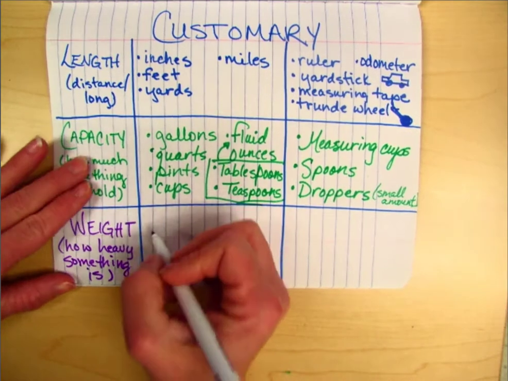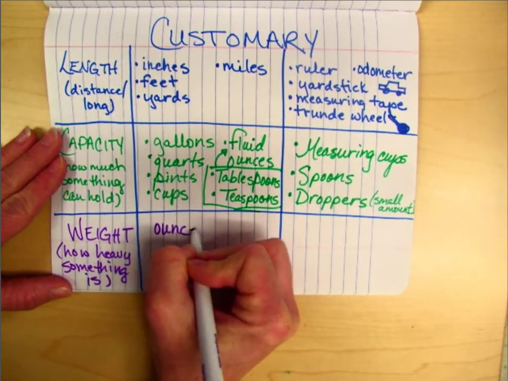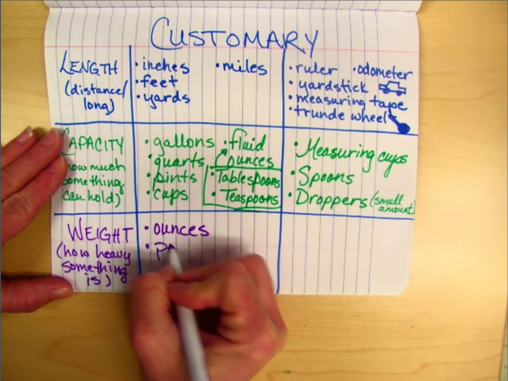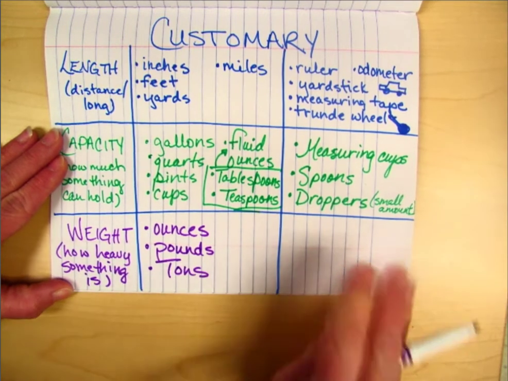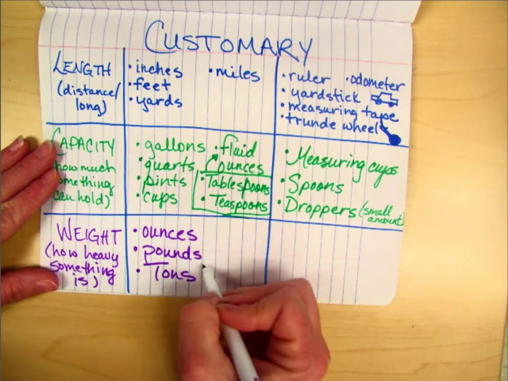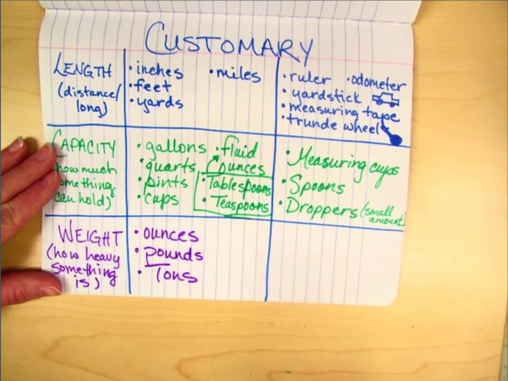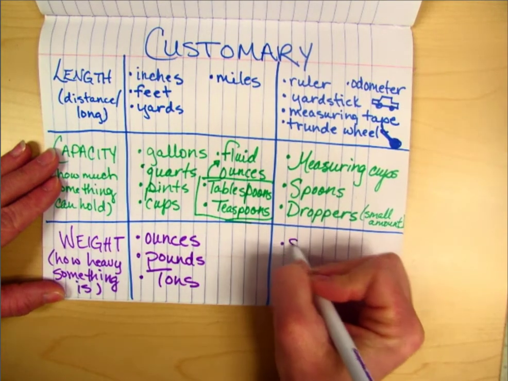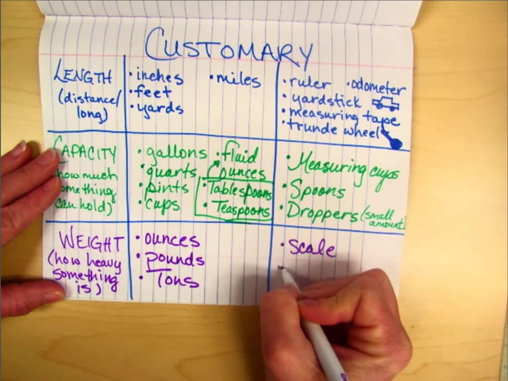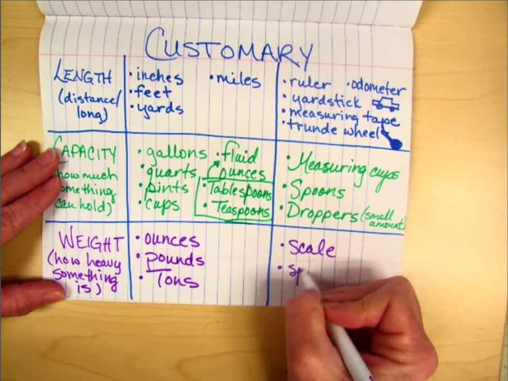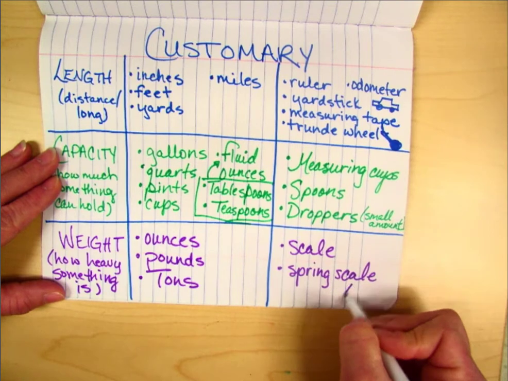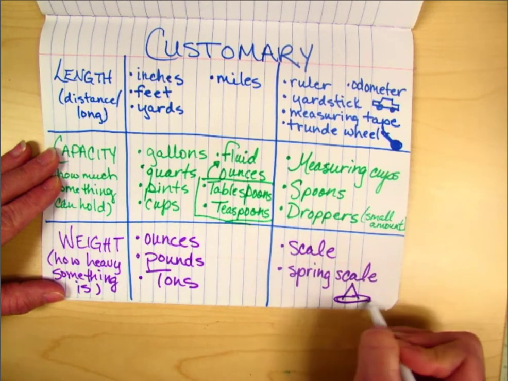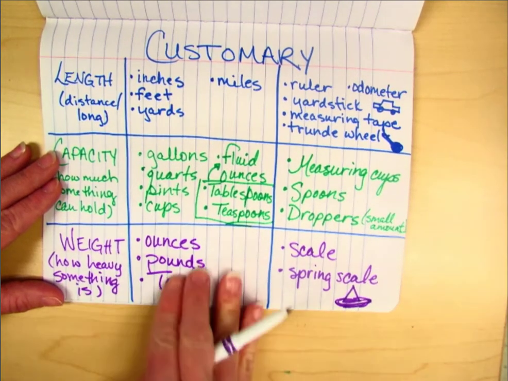For customary problems, we're only dealing with ounces, pounds, and tons, the big one. Most of the time we're going to be sticking with these first two because there's not a lot of things we weigh in tons. We're going to be using a scale to measure. A lot of you have these at home. Sometimes a spring scale is used. Think about the grocery store ones. Those are spring scales, and you put your produce in the little bin and it tells you how much it weighs. So that covers customary.